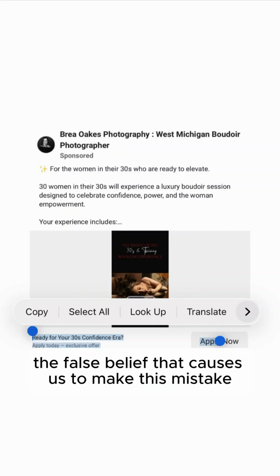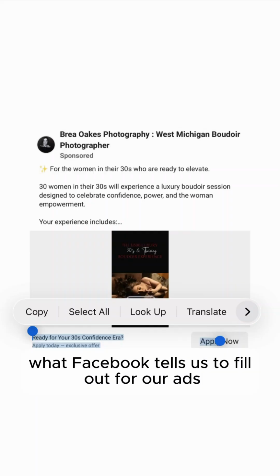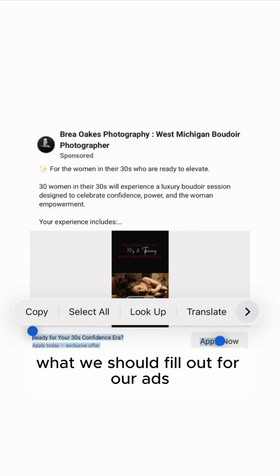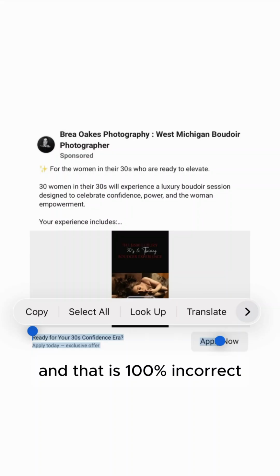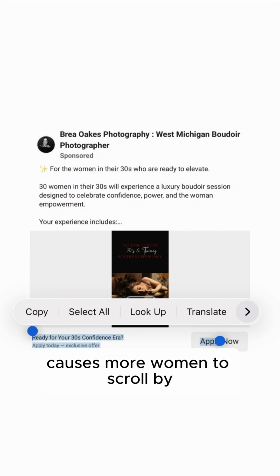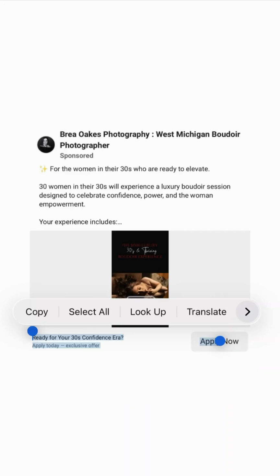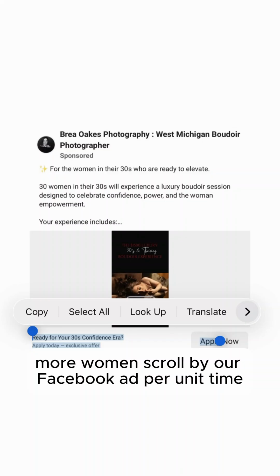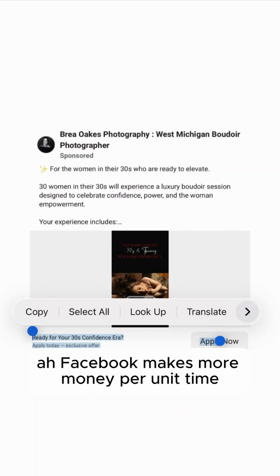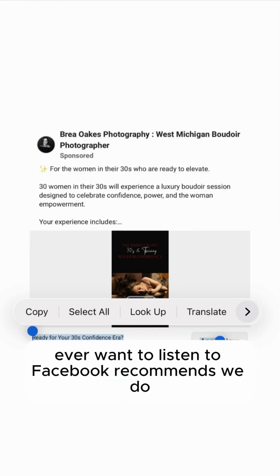The false belief that caused us to make this mistake is that we trust what Facebook tells us to fill out for our ads, that the ad fill out process is what we should fill out for our ads. And that is 100% incorrect. Facebook recommends those things because it helps Facebook and actually hurts us. That's right, it hurts us. It causes more women to scroll by our Boudoir Facebook ads, pulls our unique CTRL under 6%, increases the probability we have BLCS, and wastes our money. But guess what? More women scroll by our Facebook ad per unit time, so Facebook can serve more ads per unit time, and Facebook makes more money per unit time. We may waste more money per unit time. We never, ever want to listen to what Facebook recommends.